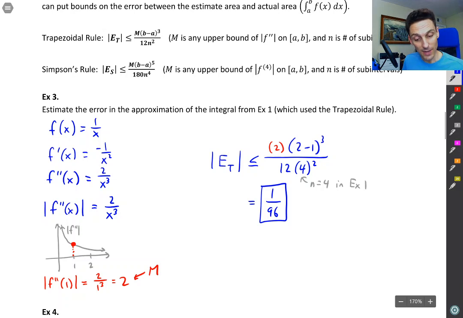So if we used 5 trapezoids, we would just increase the 4 to a 5, and that would be it. The m wouldn't change when we change the number of trapezoids. So the more trapezoids we use, the smaller this fraction is going to get, and we'll have less error between the area under the trapezoids and the actual area under the curve. Just for reference, this number is 0.010416 repeating. It's exactly equal to that.